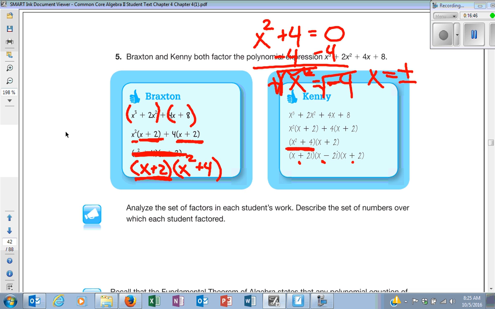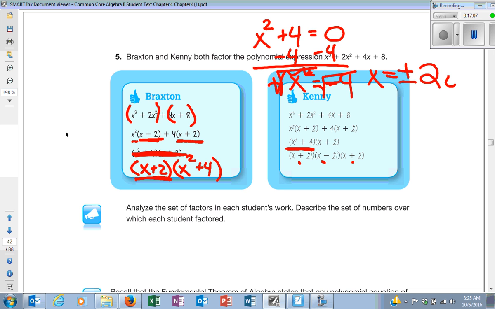What happens when you have a negative under a square root? What pops out? i. What's the square root of 4? 2. Do you see how he got to factor this into 2i positive and 2i negative? You with me?